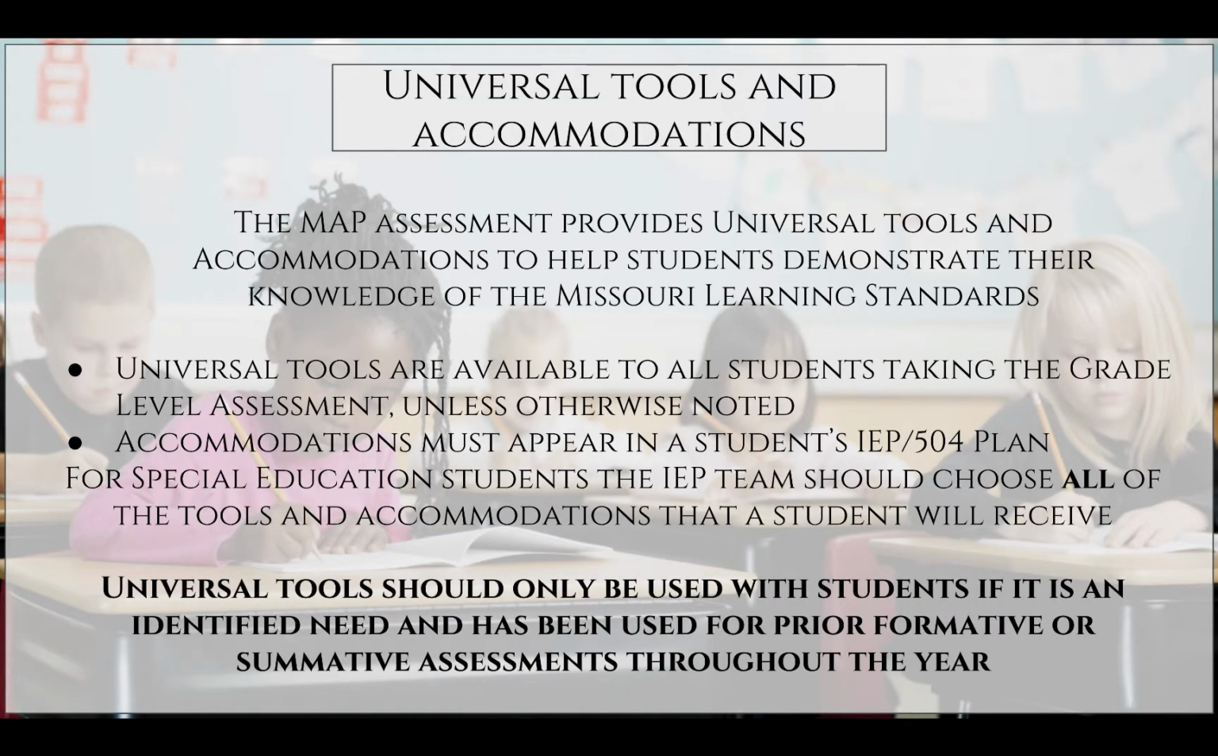Universal tools and accommodations. The MAP assessment provides universal tools and accommodations to help students demonstrate their knowledge of the Missouri Learning Standards. Universal tools are available to all students taking the grade level assessment, unless otherwise noted. Accommodations must appear in a student's IEP or 504 plan. For special education students, the IEP team should choose all of the tools and accommodations that a student will receive. Universal tools should only be used with students if it is an identified need and has been used for prior formative or summative assessments throughout the year. This should be made by a teaching team to make sure that it is a benefit to the student.